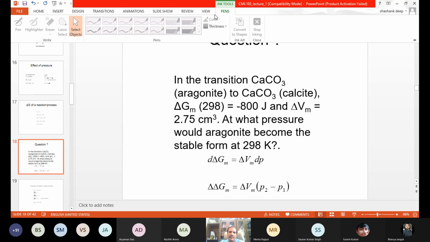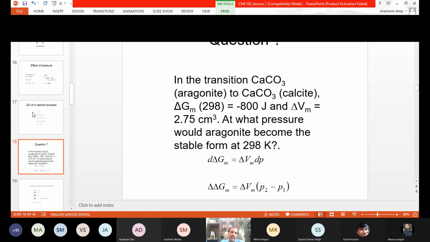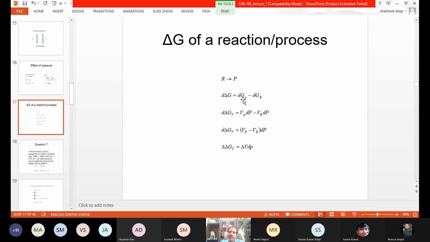So what does double delta signify? Okay, so what I told is that if I talk about one reactant, then I talk about delta G. If I talk about a process, then I talk about double delta G. So suppose I am only concerned about G of calcite. Then we will look at what I explained here. If you remember this, if I talk about delta G, it is Gp minus Gr.